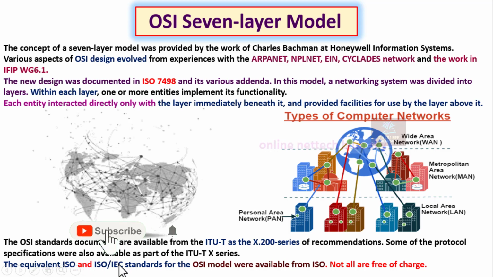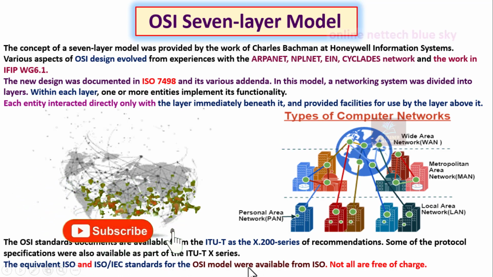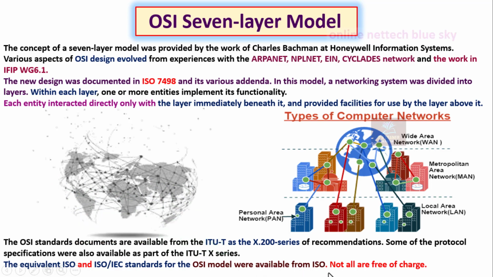So the ISO and ISO/IEC standard for the OSI model are available from ISO. Okay, so available from ISO, but not all are free of charge. You cannot change them; you have to purchase the OSI model if you want to create a new type of OS. So you cannot change it without purchasing it.